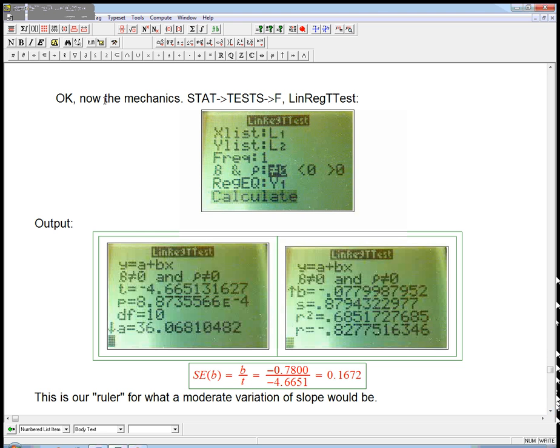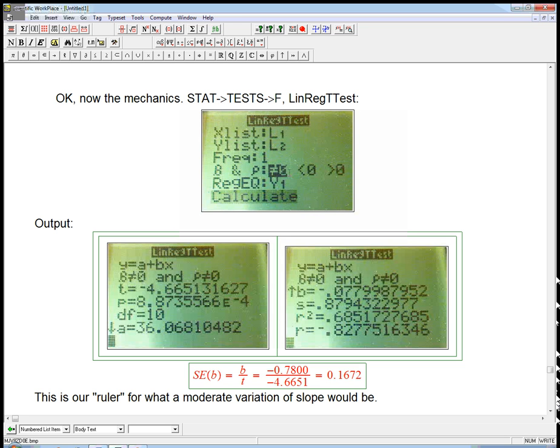So let's look at the mechanics. We go to STAT TESTS, almost at the very bottom, F. That's the LinRegTTest. And here's what you get when you press that. We're going to put in L1 and L2 for our X list and our Y list. We don't have a frequency list in this example. I chose to do a two-sided test.